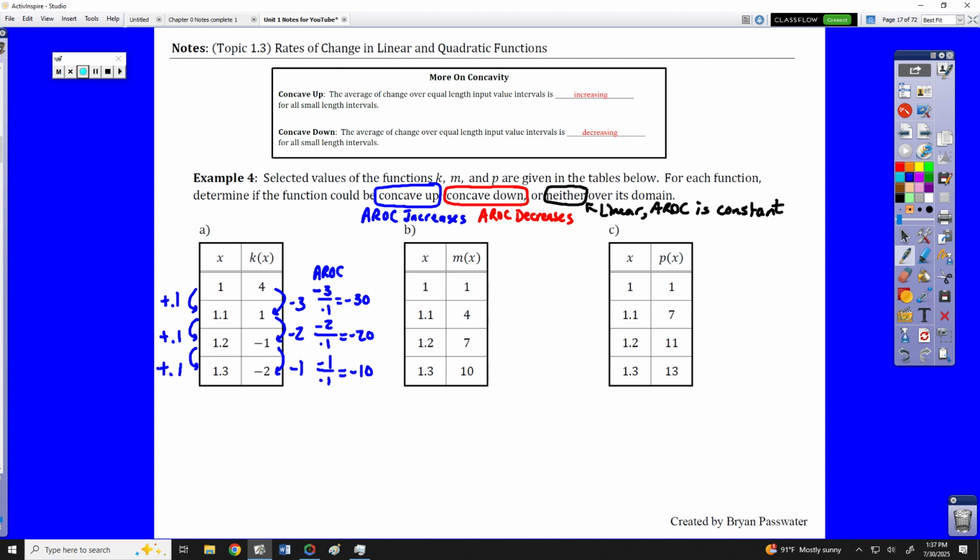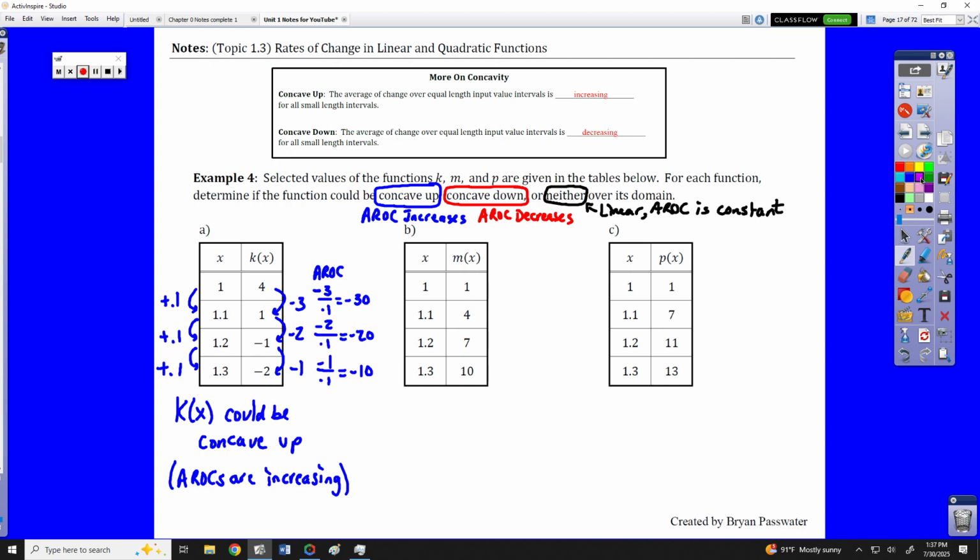would be -10. That AROC is not the same every time, so it is not constant, which means it is either concave up or concave down. And in this case, because that AROC is becoming less negative, the AROCs are increasing. So we would say k of x could be concave up, because the AROCs are increasing. If the AROCs are increasing, the graph is concave up.